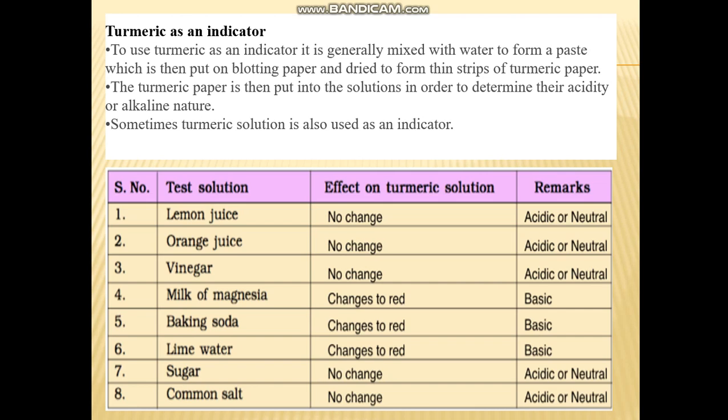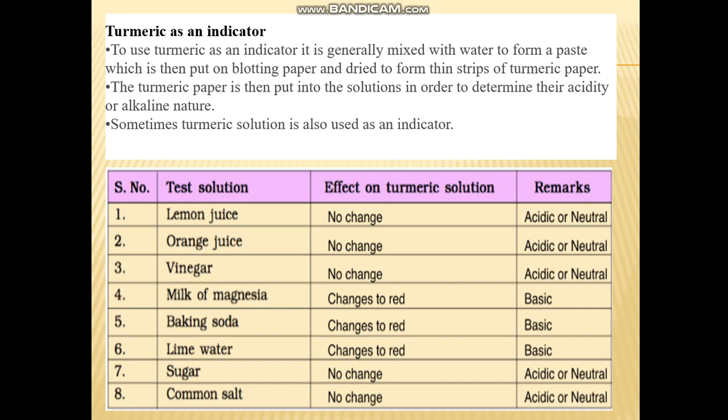Testing substances with turmeric solution: if it is lemon juice, no change, so acidic or neutral. If it is orange juice, no change, acidic or neutral. Milk of magnesia changes to red, so it is basic. Baking soda changes to red, basic. Sugar and common salt show no change, so acidic or neutral. The solutions which do not change the color of either red or blue litmus, we call neutral solutions. They are neither acidic nor basic.